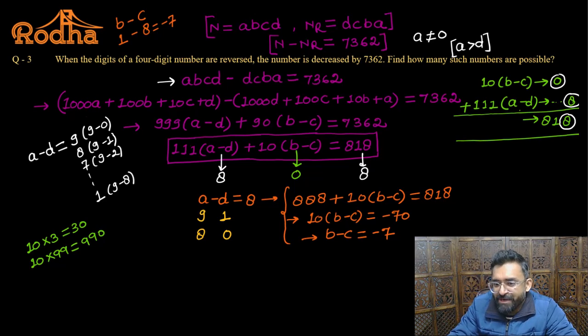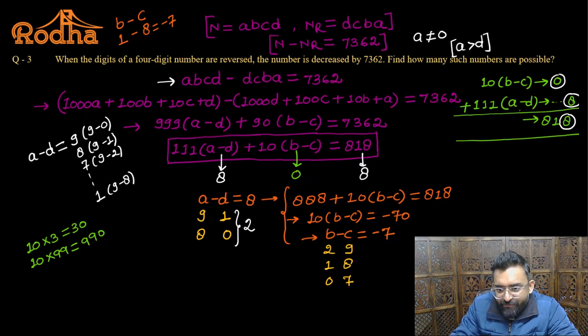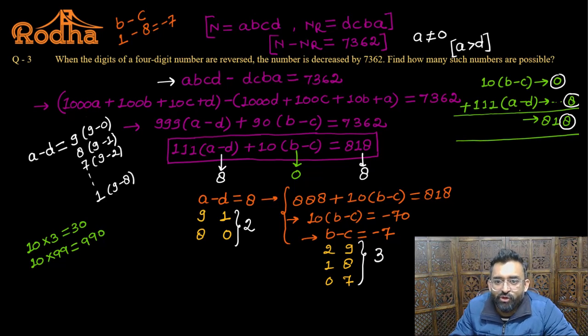So if I want to make minus 7, it's going to be 2 minus 9. Is that okay? It can be 1 minus 8 also. It can be 0 minus 7 also. Fine. So if you look at this, what are the possibilities for A minus D? There are 2 possibilities. And what are the possibilities for B minus C? There are 3 possibilities. Now some of you might be thinking the answer will be 5.